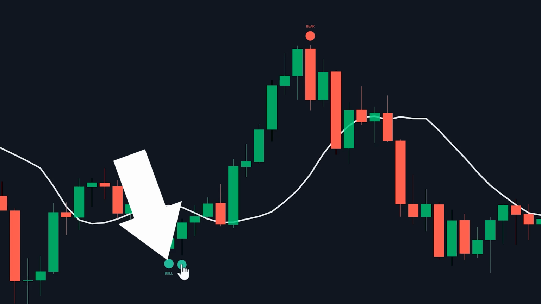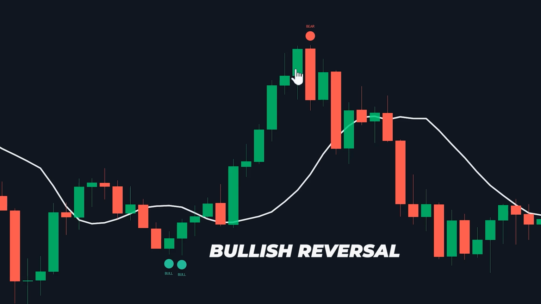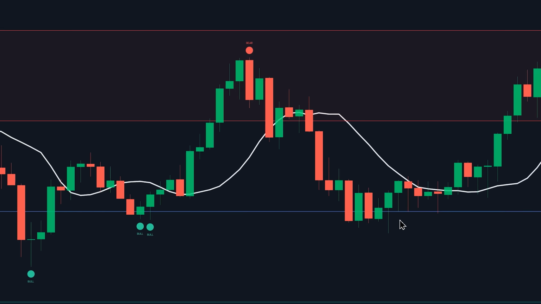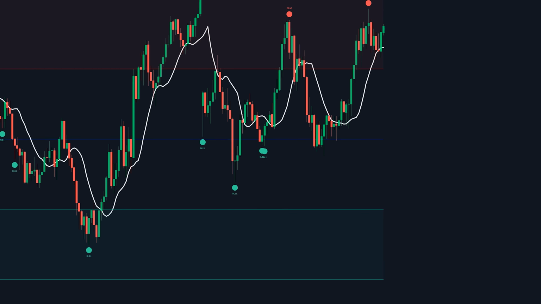This green dot indicates a bullish reversal, and this is a bearish reversal signal. Now, combining the two indicators into a single strategy is as simple as this.